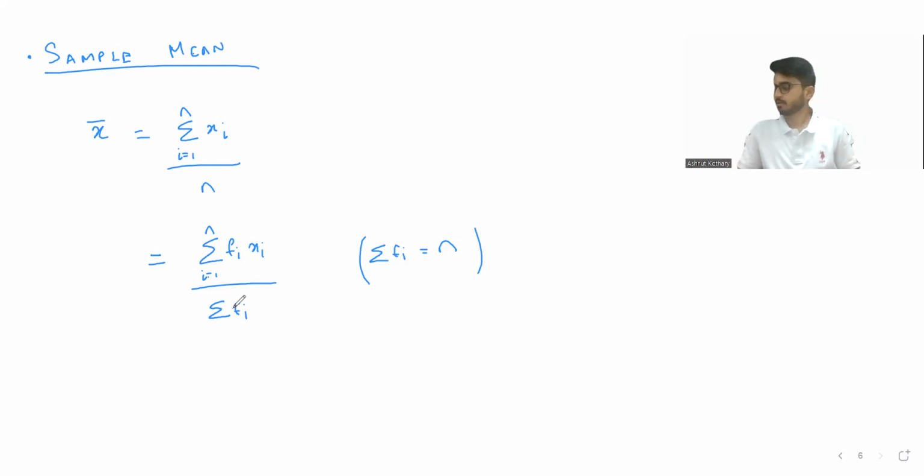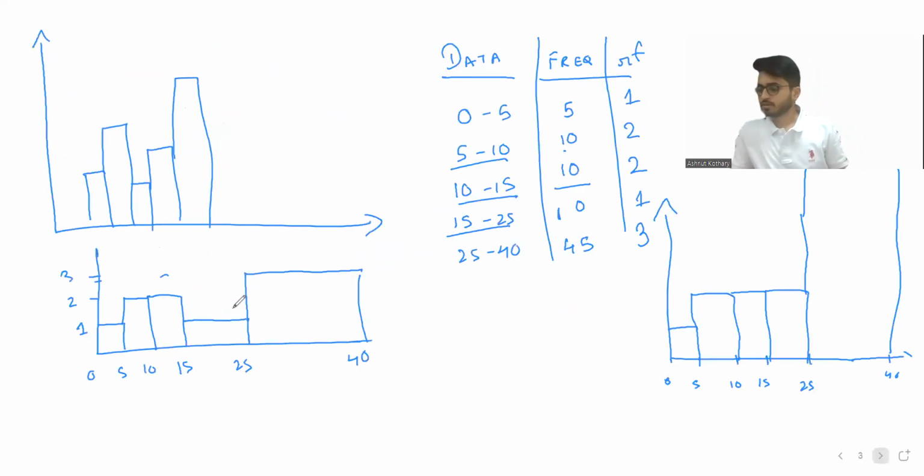What do we mean by that? For this data set, I want to calculate the mean. So I'm going to take 2.5 as the midpoint for this, and multiply 2.5 into 5. Here it will be 7.5, 12.5. Here it will become 20. Here it will become 32.5. Using these data points, I can multiply with the respective frequencies to get my sample mean.